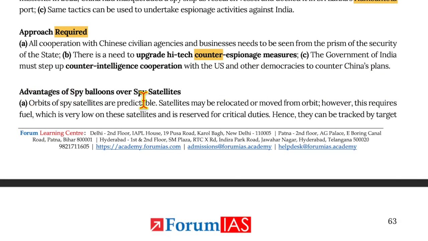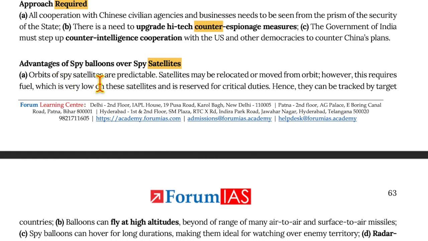So, the advantage of spy balloons over spy satellites is that the orbits of spy satellites are predictable. Satellites may be relocated or moved from orbit. However, this requires fuel, which is very low on these satellites and is reserved for critical duties. Hence, they can be tracked by countries.